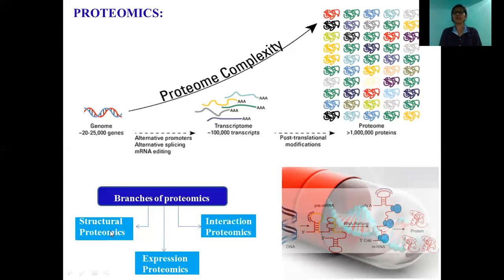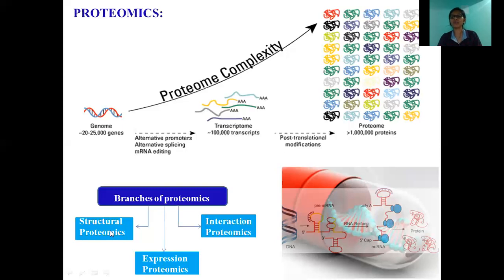The next important branch is expression proteomics. In expression proteomics, you can identify the expression abundance of a particular protein, and you can also identify its function. And the third and last proteomics branch is interaction proteomics.